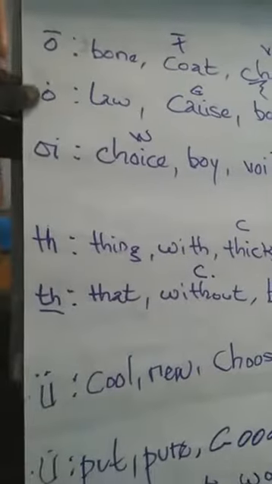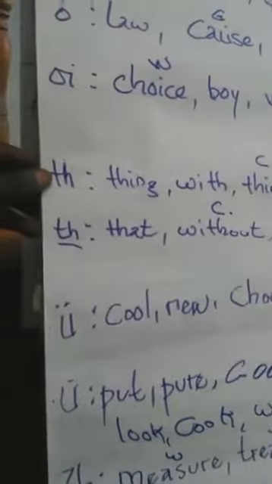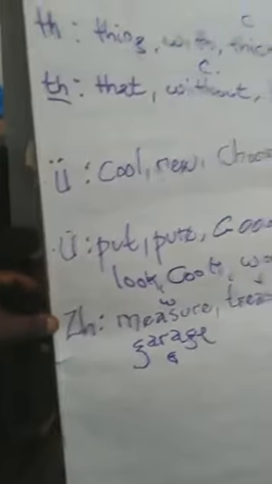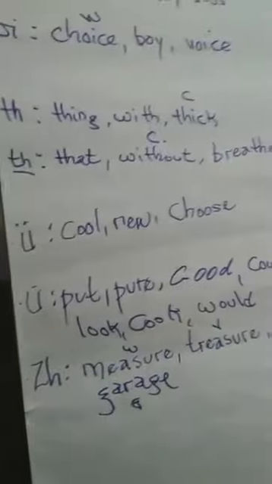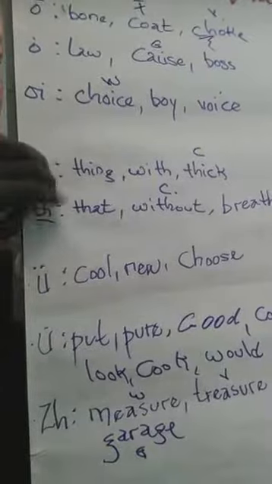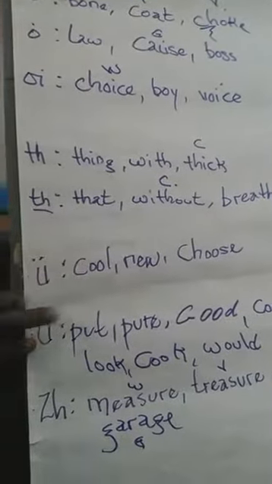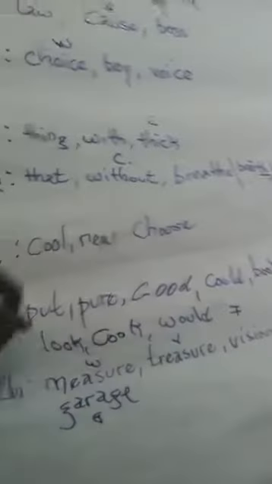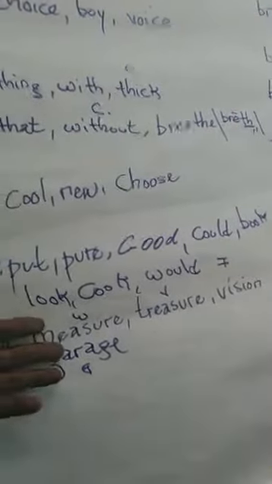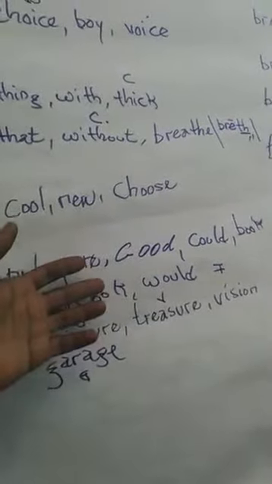For example, you may ask yourself, okay, teacher Abraham says this symbol is O, this symbol is A, that symbol is OI, this symbol is TH, that symbol is THAT, this symbol is OO, that symbol is U, and this symbol is ZH. Teacher Abraham also gives certain examples, like O as in bone, R as in law, OI as in choice, TH as in thing, the as in that, u as in call, as in put, pure, good, could, book, and zh as in measure, treasure, vision, garage.